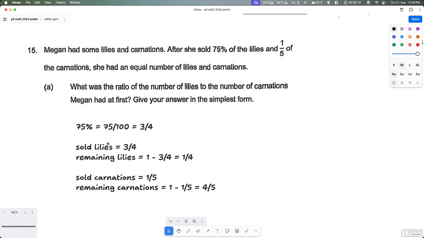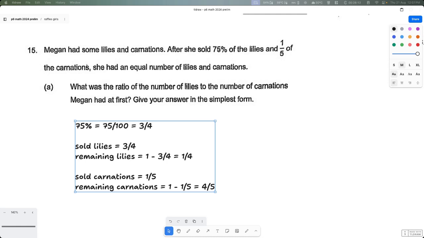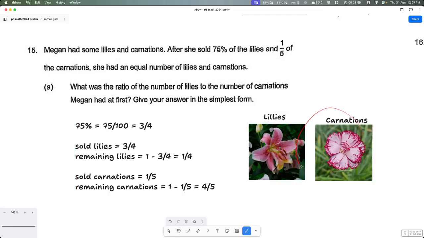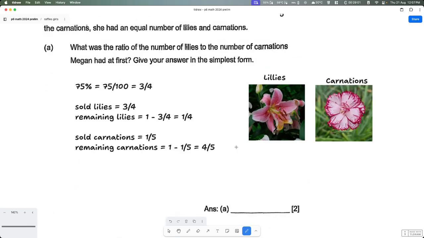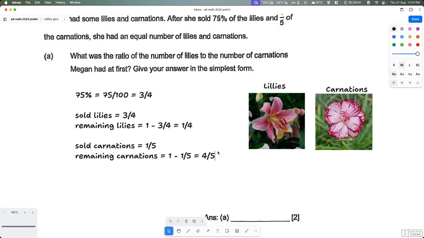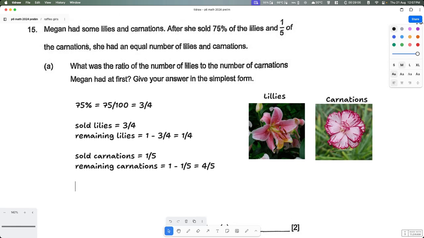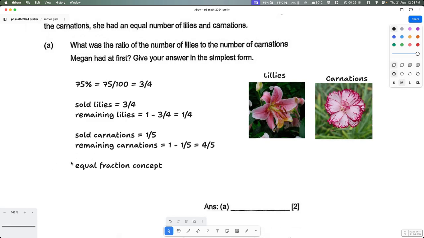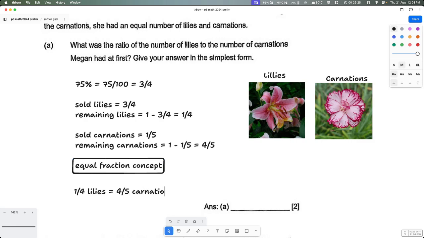Okay, so for those who don't know what carnations or lilies are, these are carnations and these are lilies over here. Hopefully this brightens up this black and white kind of thing. So we know that she had an equal number of lilies and carnations, so it is the equal fraction concept. That means 1 quarter of lilies is equal to 4/5 of carnations.